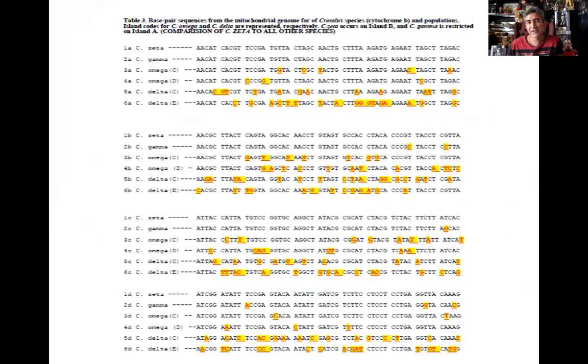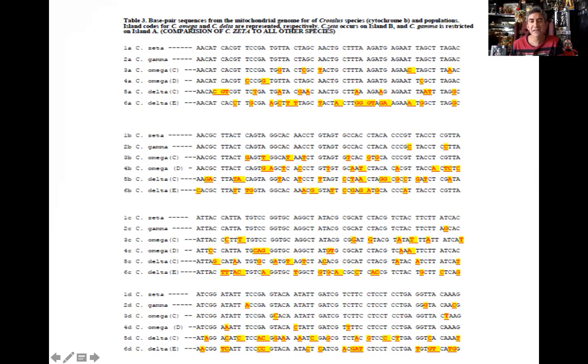So when you do these types of genetic analyses, this is what you get. It's a lot of A's and T's and C's and G's. And then they try to compare, well, based on this strand and this strand, how many differences are there? So how similar are these strands? How similar are these strands? How similar are these strands from one to the other?